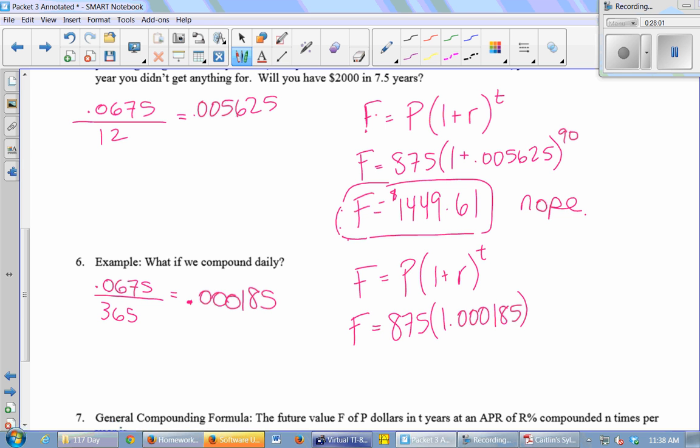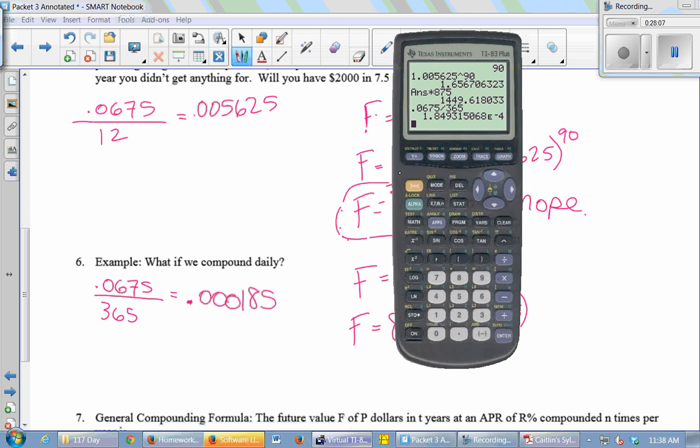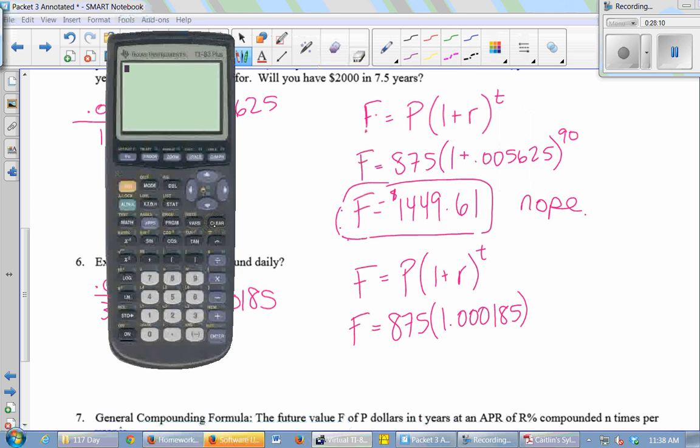And T, now I'm measuring in days. How many days are there in 7.5 years? Yeah, let's just uncomplicate the leap year issue. We'll just say there's 365 days in every year. So you do 7.5 years times 365 days in a year, and we get 2,737.5 days that we get to earn this interest.